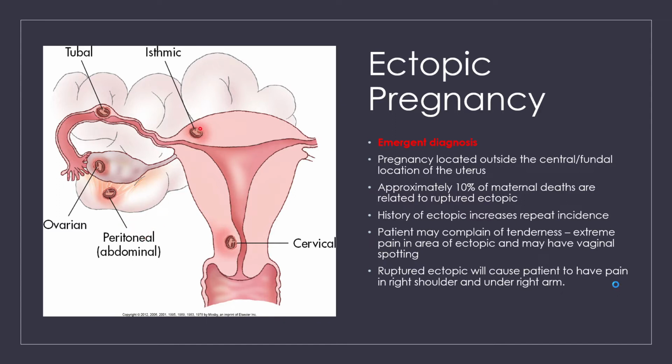So we can have them in the isthmus, that's in the area where the fallopian tube is coming into the uterus. There's tubal pregnancies, ovarian, peritoneal, which can also be called abdominal ectopics, and then also the cervical ectopics. Now, usually these occur in patients that have had a previous history of a C-section, and they may have an implantation into that cervical scar. Okay, so it's important to know your client's pregnancy history.